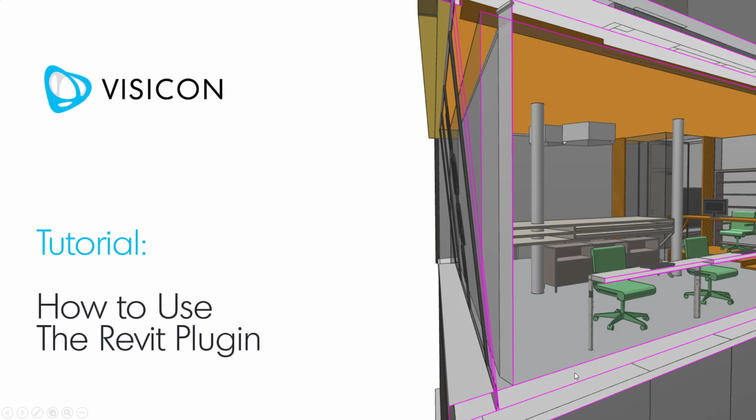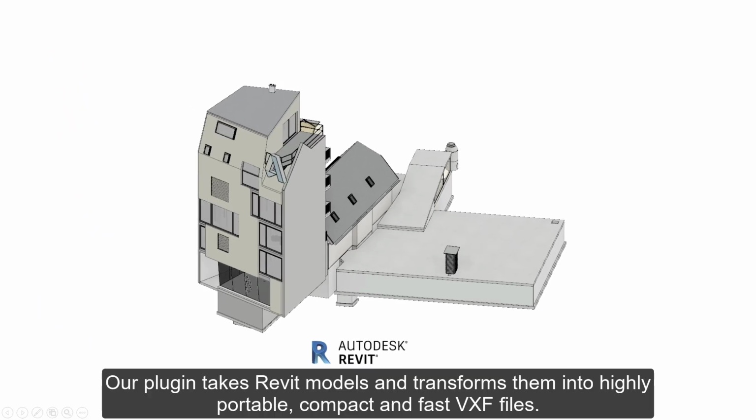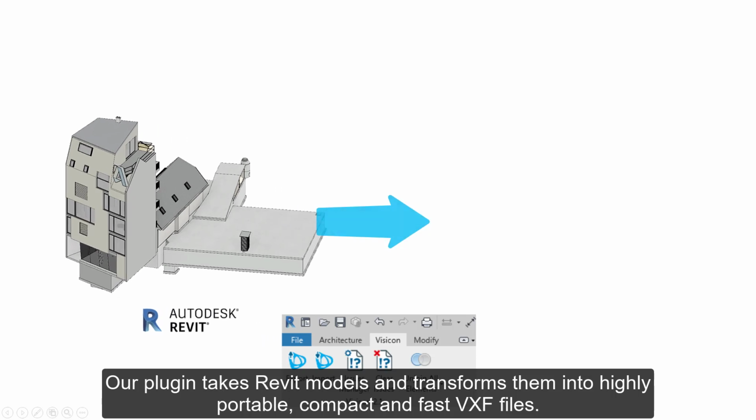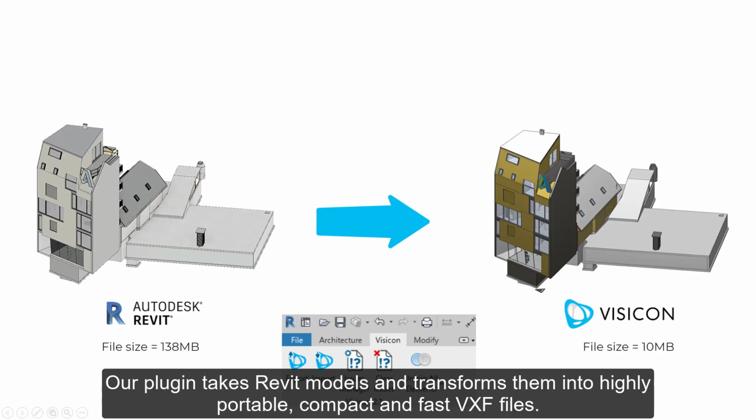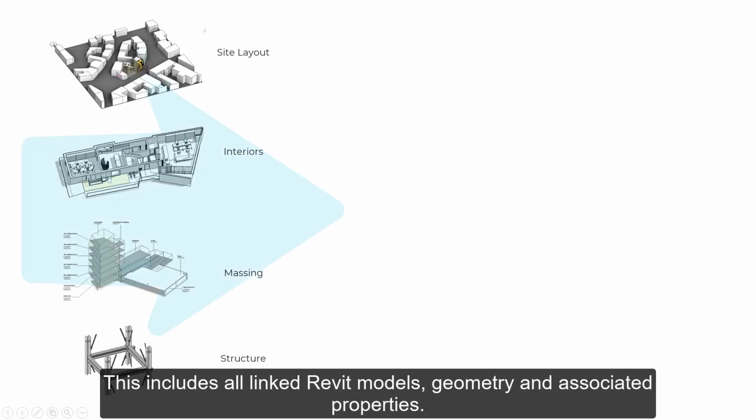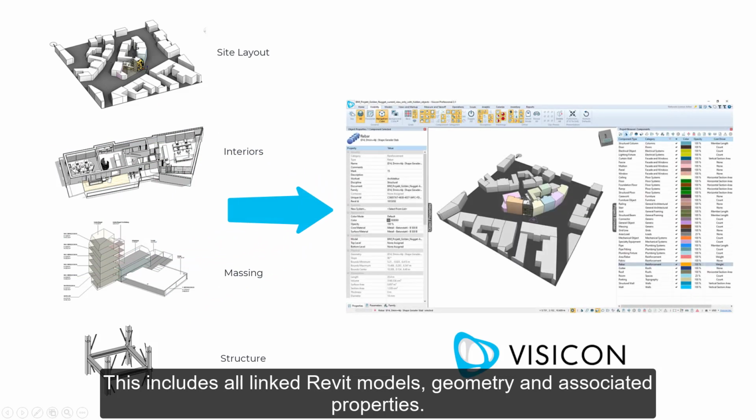How to use the Visicon Revit plugin. Our plugin takes Revit models and transforms them into highly portable, compact, and fast VXF files. This includes all linked Revit models, geometry, and associated properties.